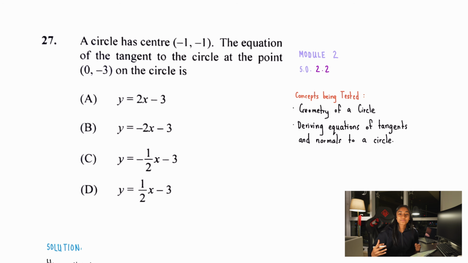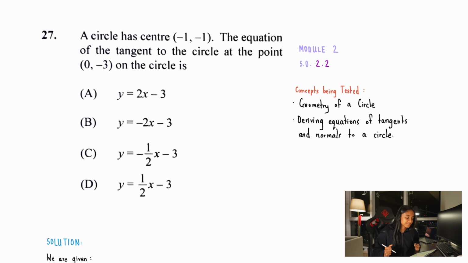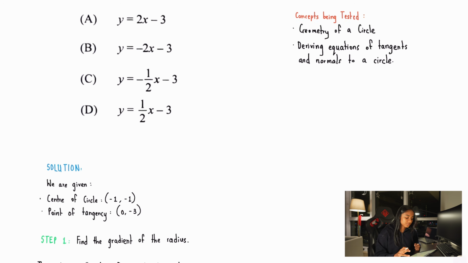Question 27 is about circles again. Surprise, surprise. So they really enjoyed having a lot of coordinate geometry and stuff. A circle has center (-1, -1). The equation of the tangent to the circle at the point (0, -3) on the circle is which of these? So this is all about deriving equations of tangents and normals to a circle.